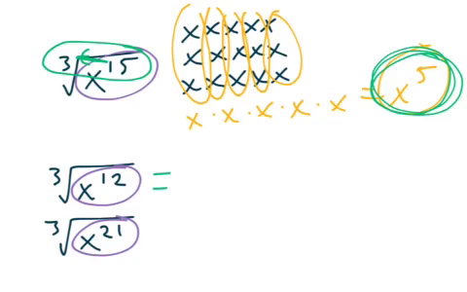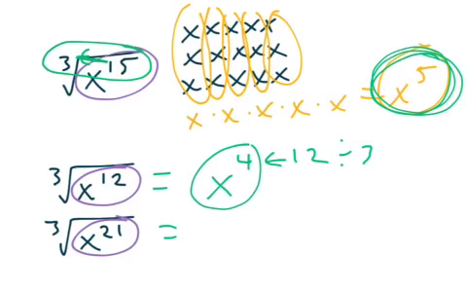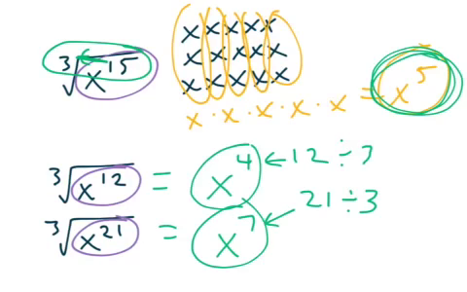So what is this one here? Well, that's just simply x to the 4, right? 12 divided by 3 is 4. What's this next one? That's x to the 7, right? 21 divided by 3 is 7. So the good news, guys, is variables, you just divide by these index numbers, and they're easy to do, aren't they? Real quickly, pause the video.